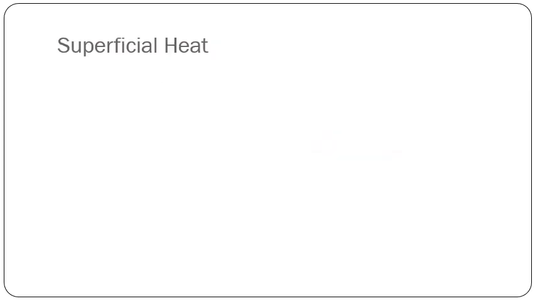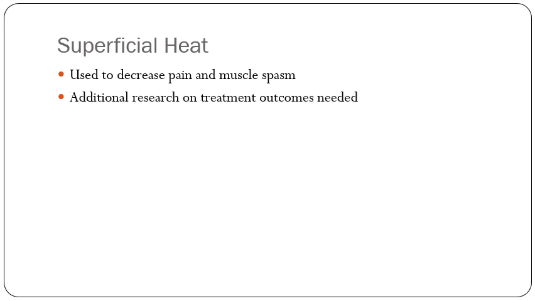And that takes us to superficial heat. Superficial heat is a type of modality. Again, like cold, you can use it to decrease pain and muscle spasm. The important thing to note with superficial heat is the depth at which it will travel and have effects. Like a lot of things, we're going to see additional research on treatment outcomes as needed. We'll be discussing research in class.